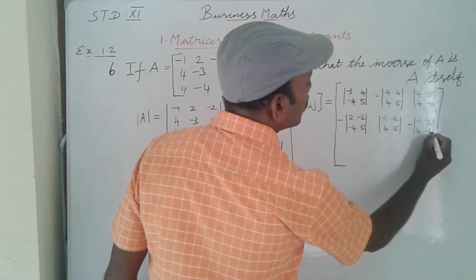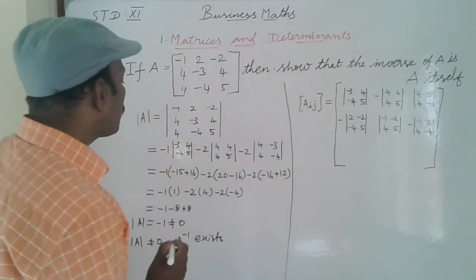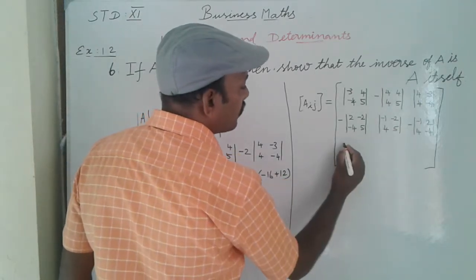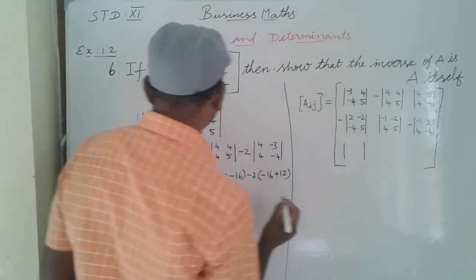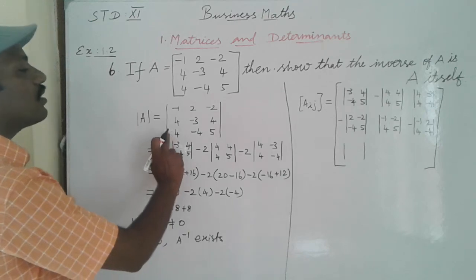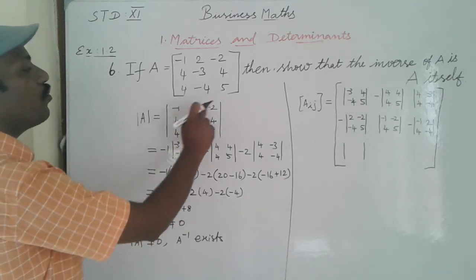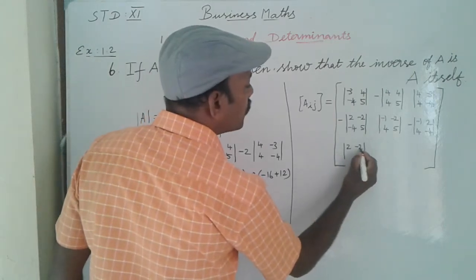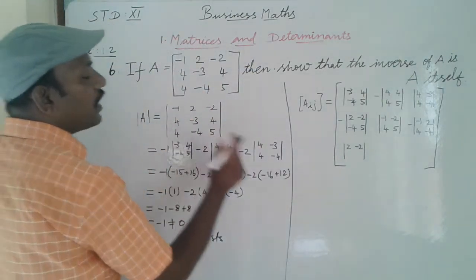Next, we should find the cofactor of 4. The symbol is minus, next plus: the determinant for the cofactor of 4, with the remaining row and column elements 2, minus 2, minus 3, 4.